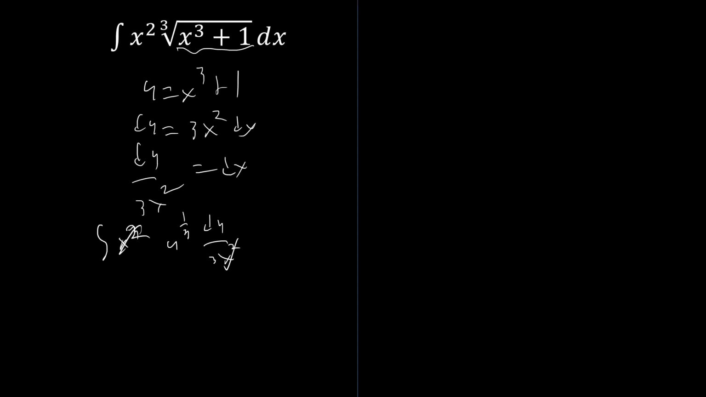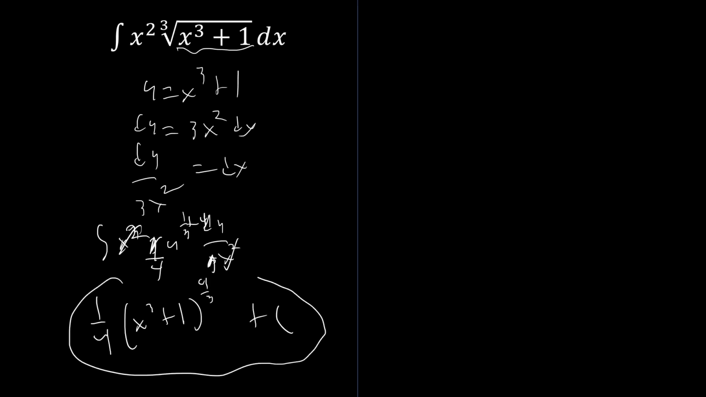Now we can integrate the u to the 1/3 just by adding 1 here and then dividing by 4/3, so that's multiplying by 3/4. We can cancel these 3's. We end up with 1/4 times u to the 4/3, and u is x cubed plus 1. Don't forget the plus c. As you can see, that was just one simple substitution and our integration was finished.